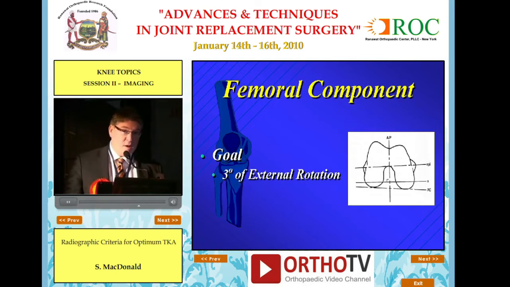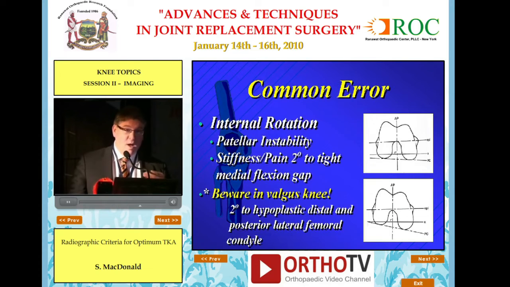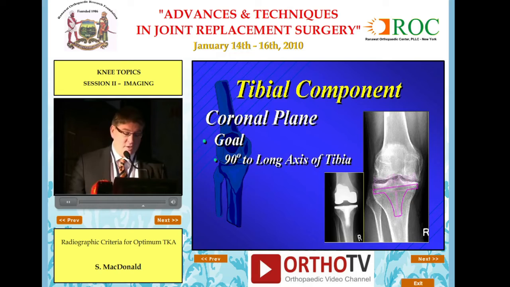The rotation is probably the most challenging aspect. We're looking to have it 3 degrees of external rotation to the posterior condylar axis, and while that's reasonably easy to achieve in most varus knees, it's difficult in a valgus knee when you have a hypoplastic lateral condyle. You put the jig on, it's going to spin it internally rotated, so you have to correct for that to get your external rotation.